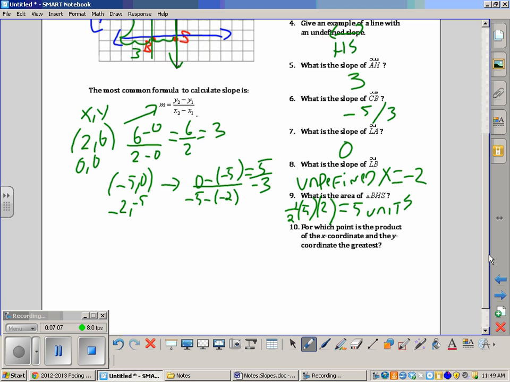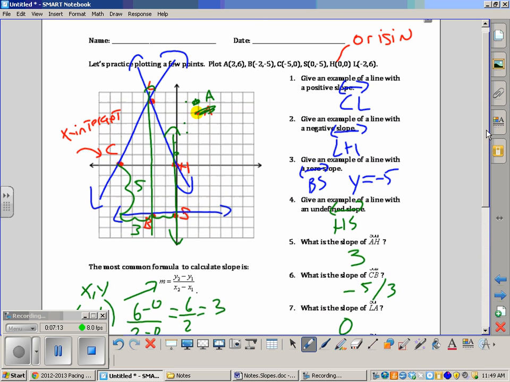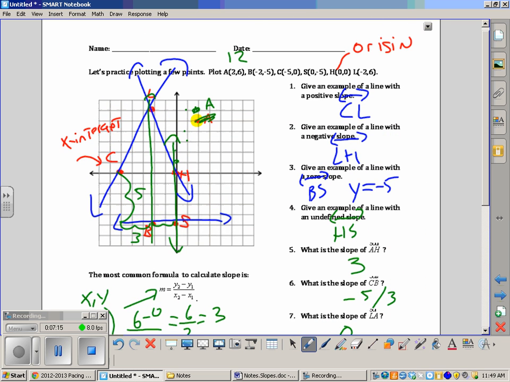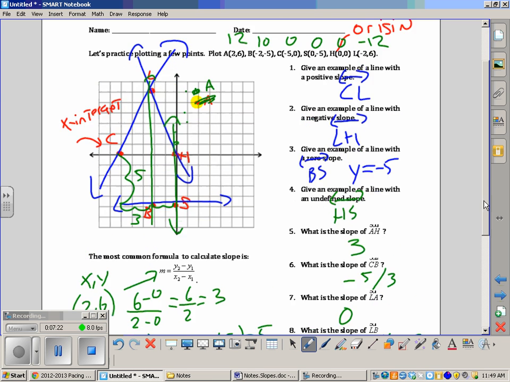And for which point is the product of the x coordinate and the y coordinate the greatest? Oh gosh, okay. So we go back up here: 12, 10, 0, 0, 0, negative 12. The answer is point A.